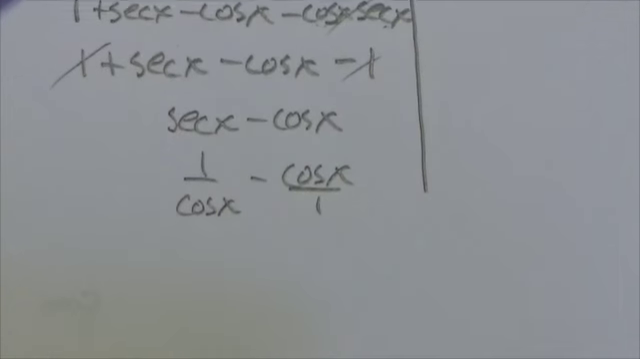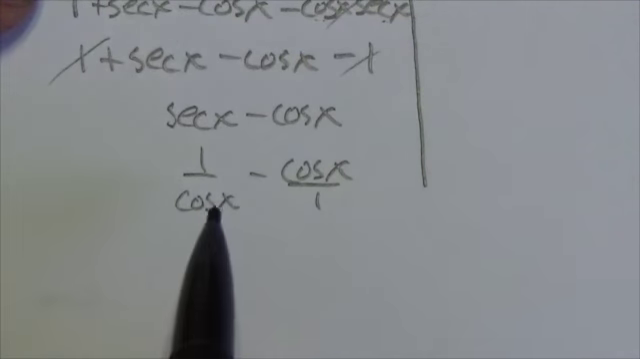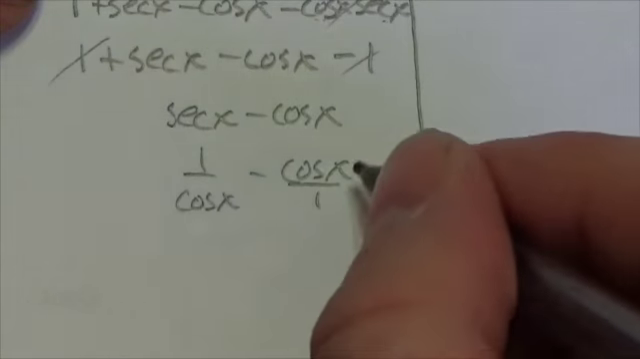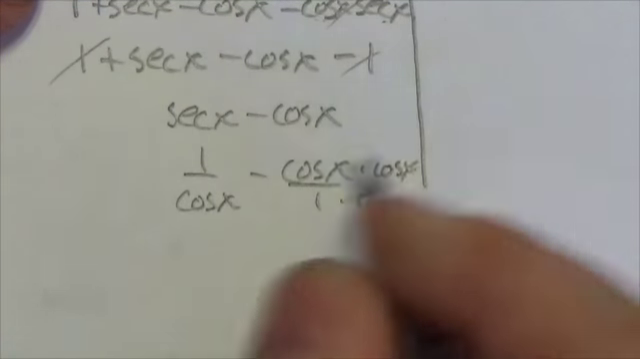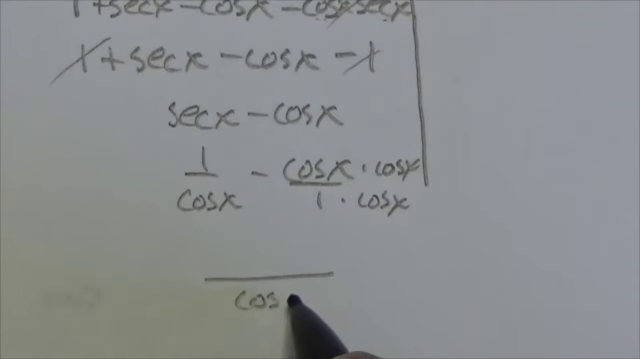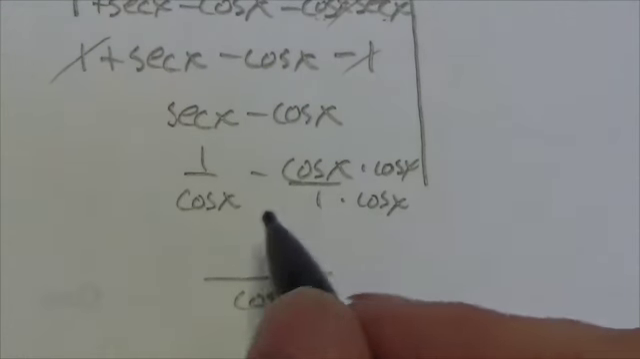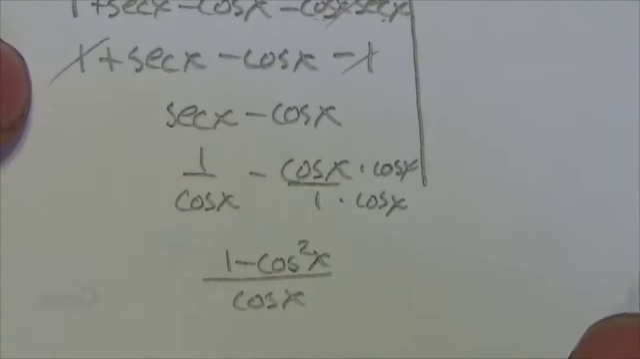Now, did I create any Pythagorean identities? Nope. But now I do have an obvious bit of algebra to do here. I need to add those two fractions together. So I'm going to multiply this by cosine, multiply this by cosine to get a common denominator. And so now this is going to be cosine x in the denominator. In the numerator, I'm going to get 1 minus the cosine squared of x.